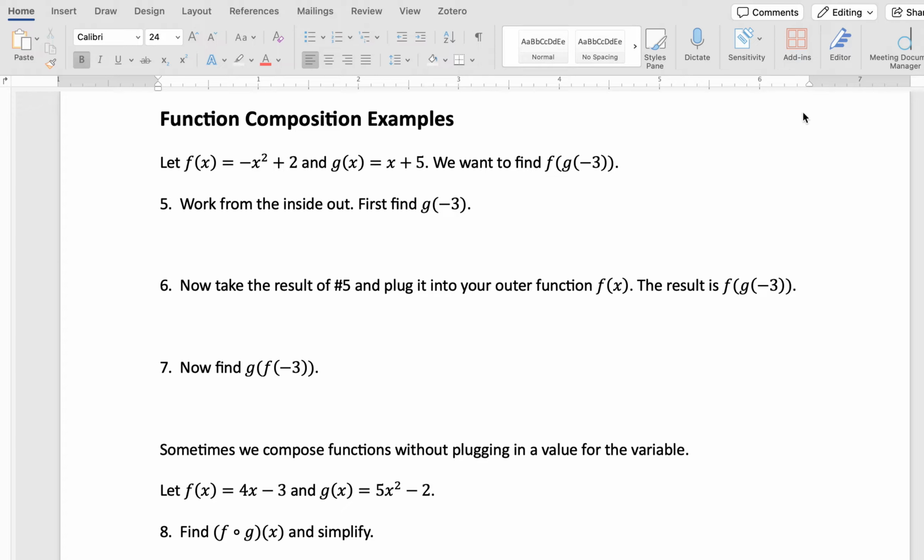In this video, we're going to do some example problems with function composition. So we have these two functions, f of x equals negative x squared plus 2, and g of x equals x plus 5. We want to find f of g of negative 3. Remember that when we're dealing with composition of functions, we always work from the inside out. So we are putting our input into g first. Our output of g becomes our input of f.